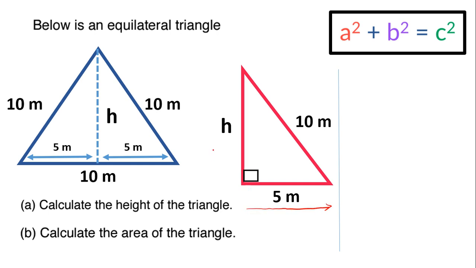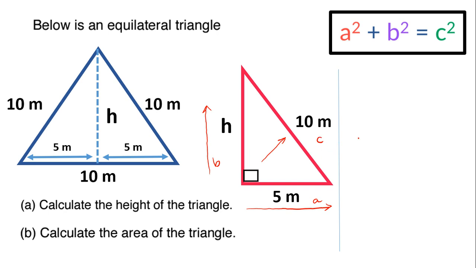So if this is my A, I could say that this H is my B. That's my A, that's my B. And the C is always the diagonal length, the length right opposite to the 90-degree angle, the one that is the longest length, is supposed to be my C.